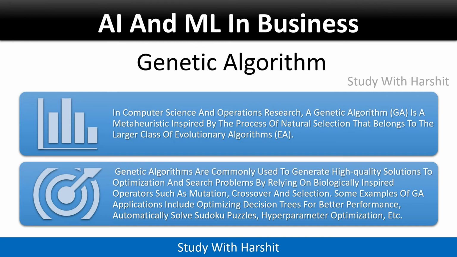Genetic algorithm. In computer science and operations research, a genetic algorithm (GA) is a metaheuristic inspired by the process of natural selection that belongs to the larger class of evolutionary algorithms (EA). Genetic algorithms are commonly used to generate high quality solutions to optimization and search problems by relying on biologically inspired operations such as crossover and selection. Some examples of GA applications include optimizing decision trees for better performance, automatically solving Sudoku puzzles, hyperparameter optimization, etc.